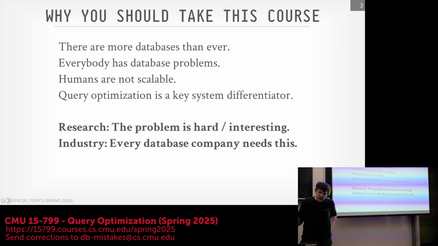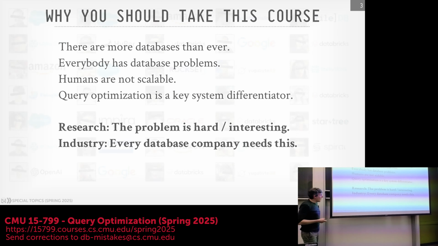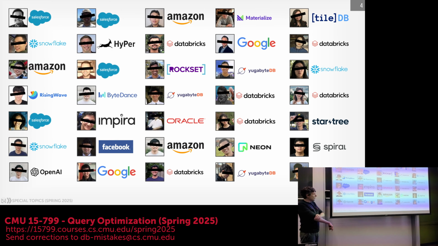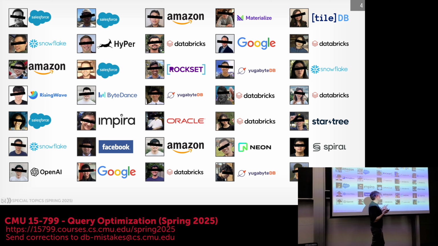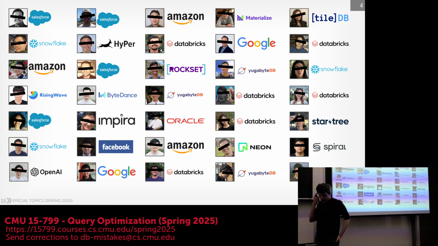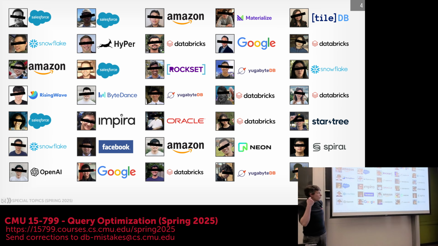So again, I realize this is 799, not 721, but I just want to show you some photos of students who have taken 721 and 799 over the years, and all the various places they've ended up. Actually, I shouldn't say his name, but this person here is going to a new database startup called SpiralDB. We'll cover Databricks, Oracle, Snowflake and others. All of these companies have query optimization problems, and they are basically writing query optimizers from scratch and want people to work on this stuff.